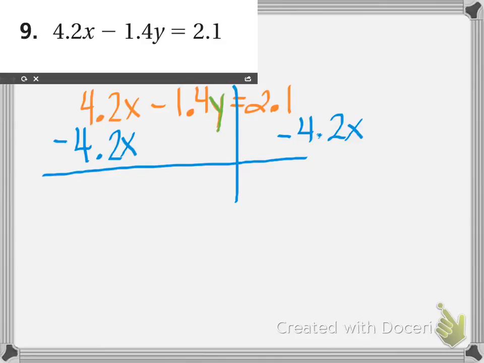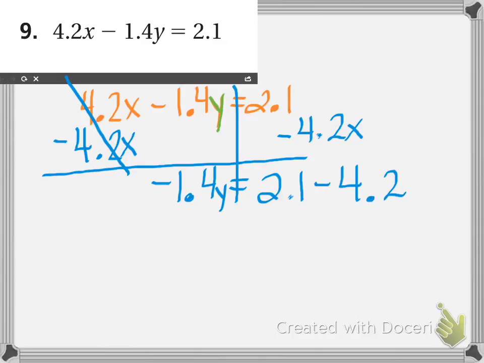Okay, 4 2/10 x minus 4 2/10 x cancels out. Don't forget this sign. Remember, it goes with the term. So I have negative 1.4y equals 2.1 minus 4.2x. My problem is not quite done yet because y is not totally alone.